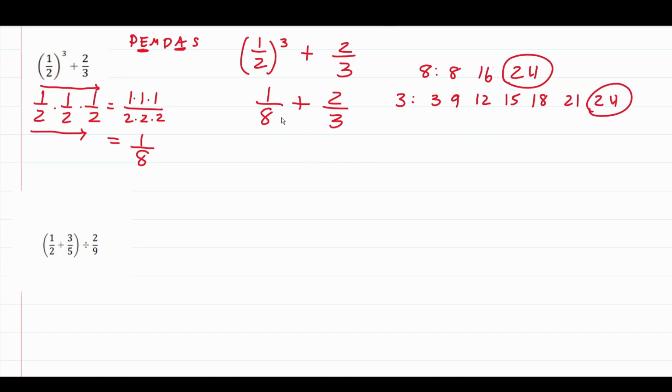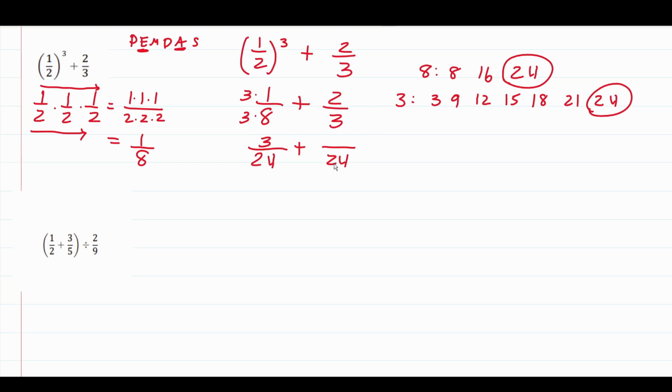In other words, we're going to rewrite both these fractions such that they have the same denominator of 24, which is going to look like this. In order to write 8 as 24, we multiply by 3. We're also going to do that to its numerator. 8 times 3 is 24. 1 times 3 is 3.